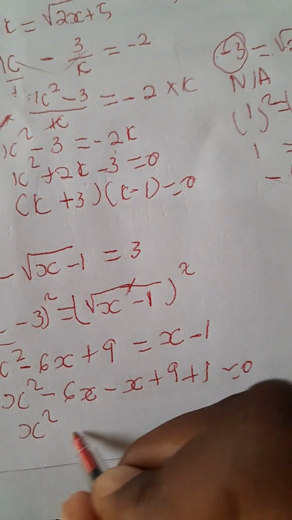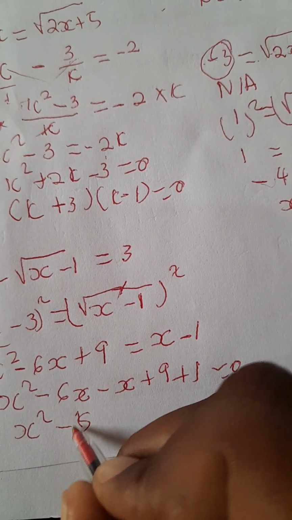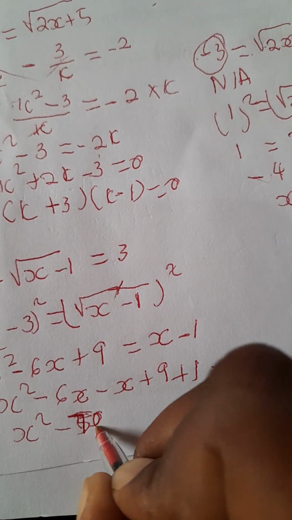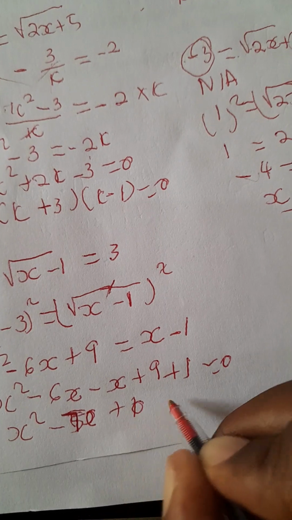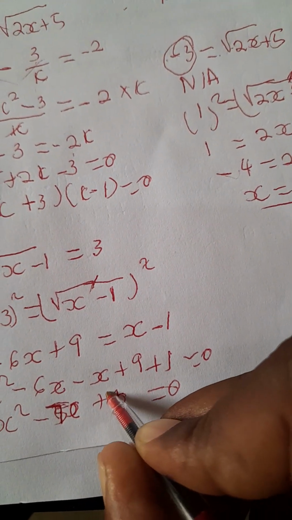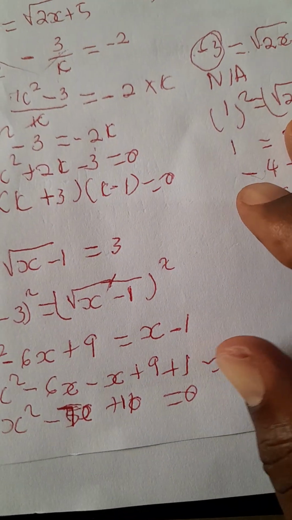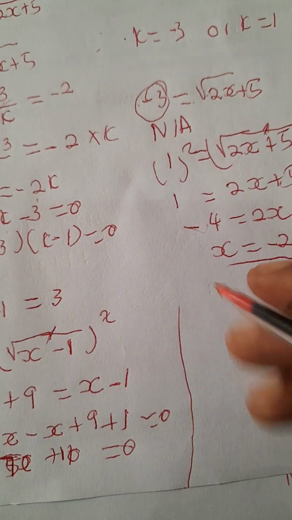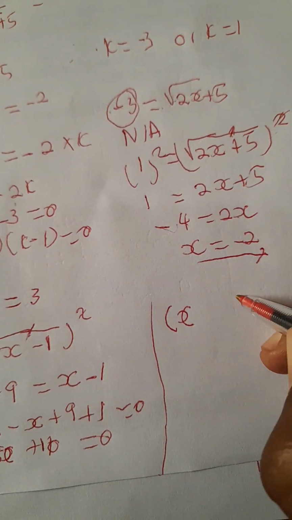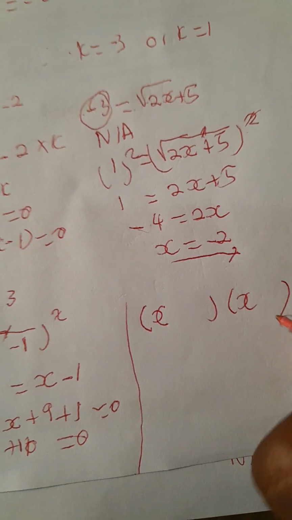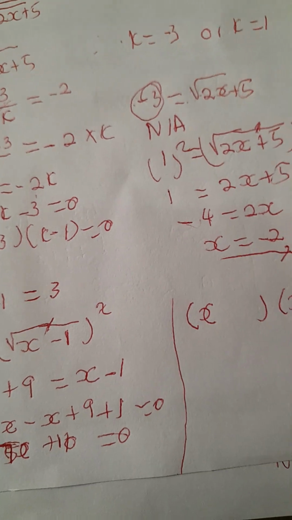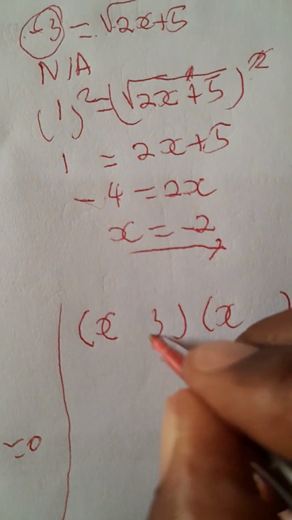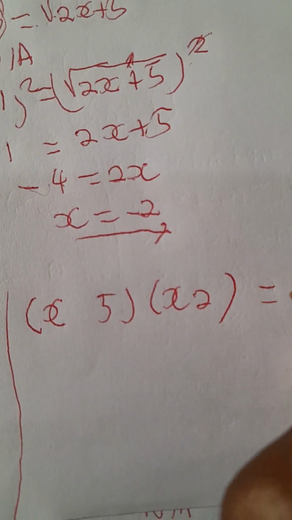So this will be x squared minus 7x, sorry for that, 7x plus 10 equated to 0. So we have x squared minus 7x plus 10. Then let's try to factorize this. Factors of x squared is x. Factors of 10 that give us 7, that will be 5 and 2. So in this case, we're going to have 5 and 2 equated to 0.